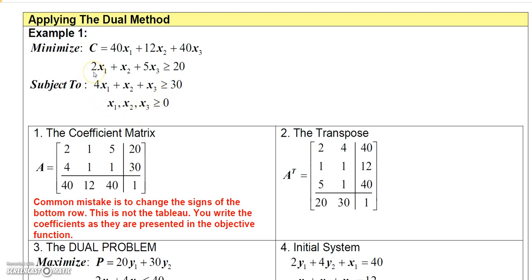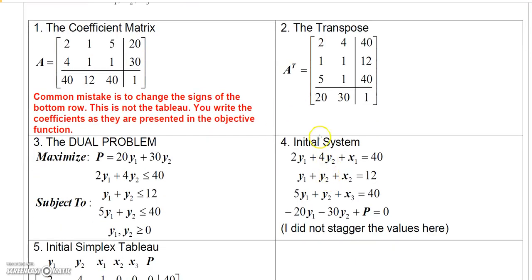And then the coefficients of my first constraint are 2, 1, 5, and 20, so that would be my first row in the coefficient matrix. And then my second constraint is 4, 1, 1, 30, so that's my second row. And then my objective function would have 40, 12, 40 down here, and then we would have 1 for the 1C. And then you know how to transpose it, so you would transpose this matrix, and then from this transpose you actually get your dual problem, and the bottom row would be your objective function.